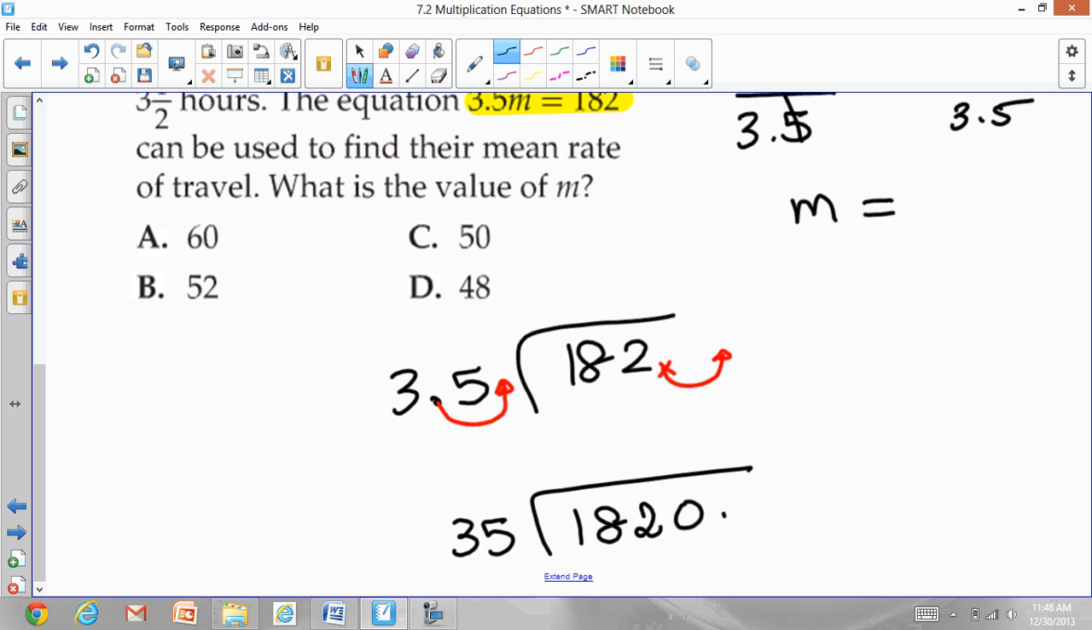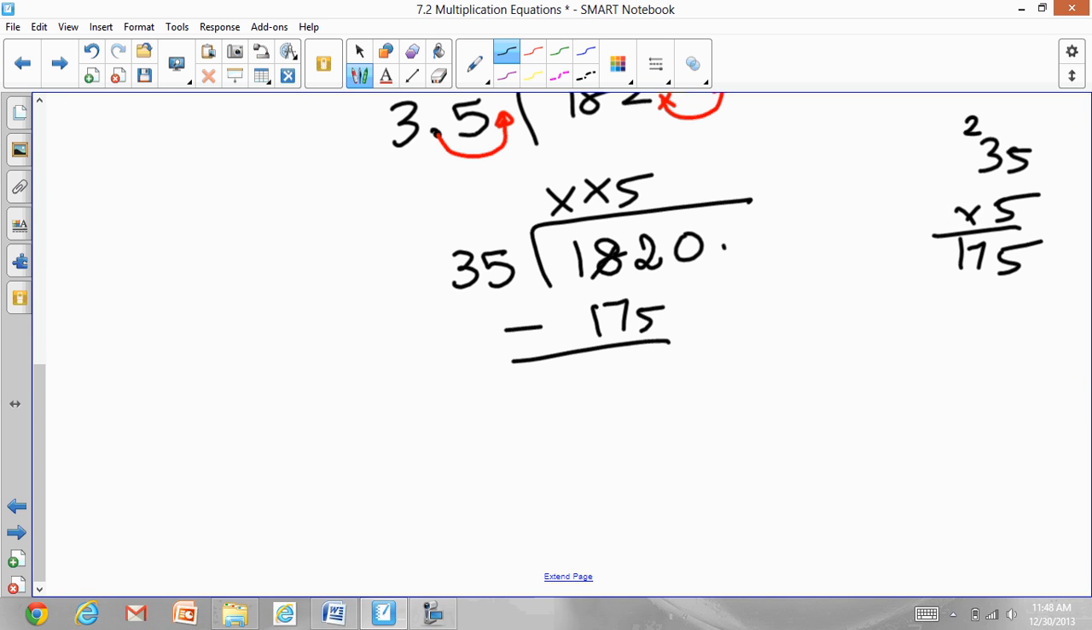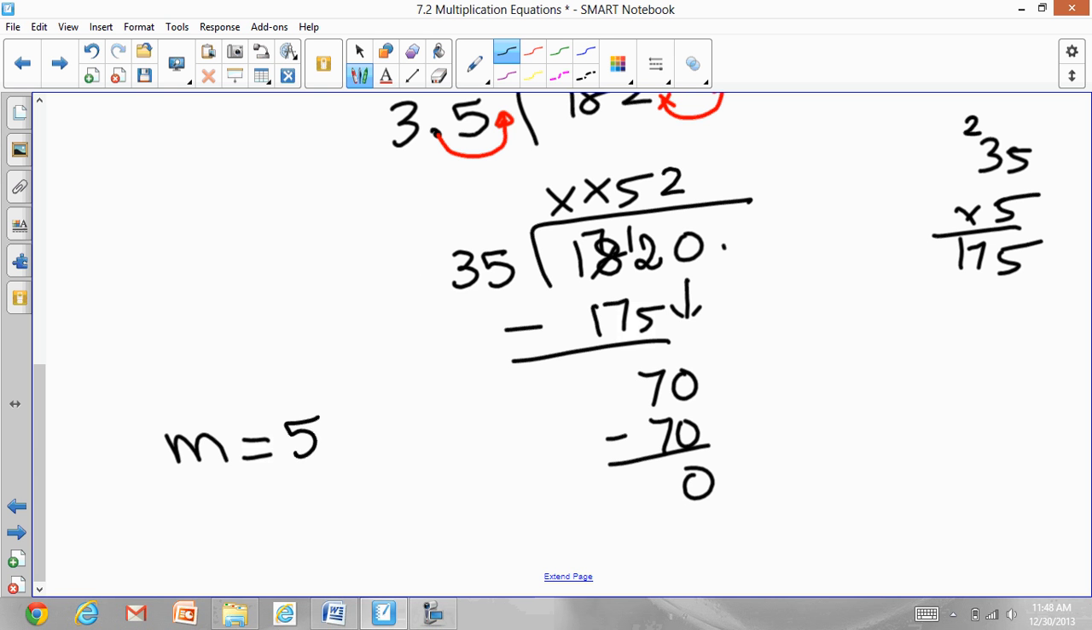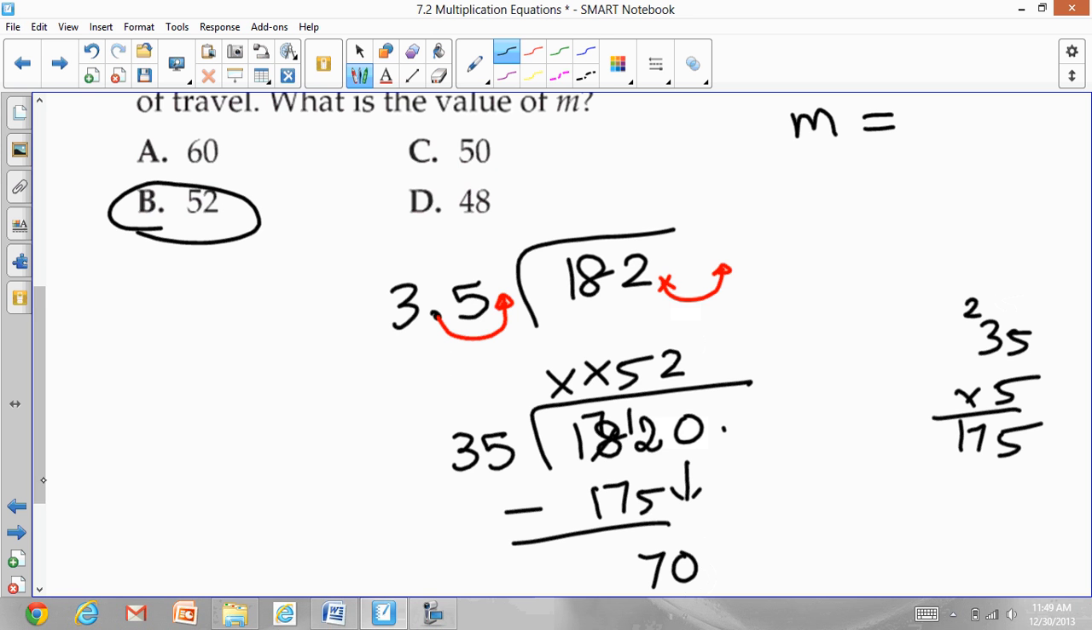at the end. So 35 cannot go in here, 35 cannot go in this, and 35 can go into 182 5 times, which gives you 175. So you're going to get 175. You need to subtract and get 7, bring the 0 down, and 35 goes into 70 2 times, which is an exact match. So in this case, you're going to get m equals 52, which is B.